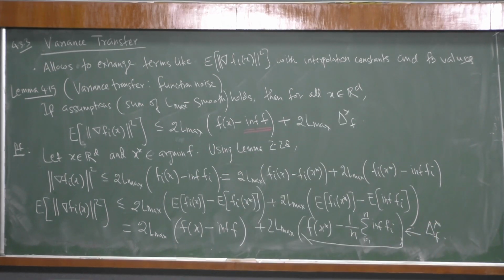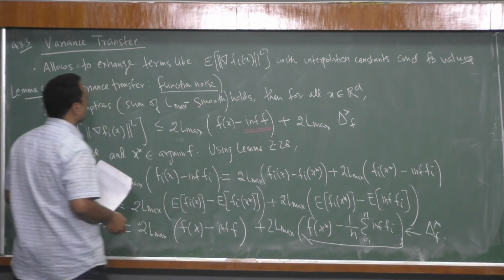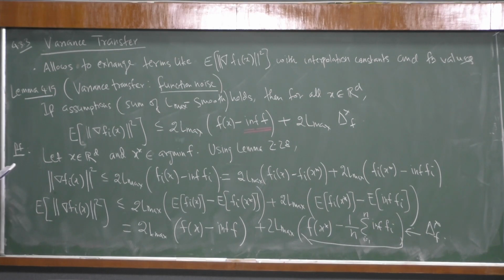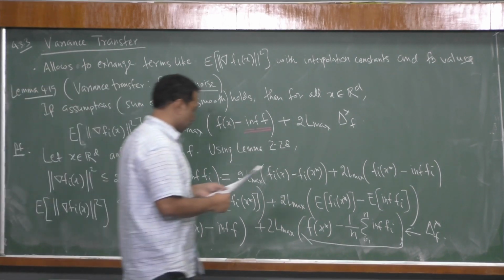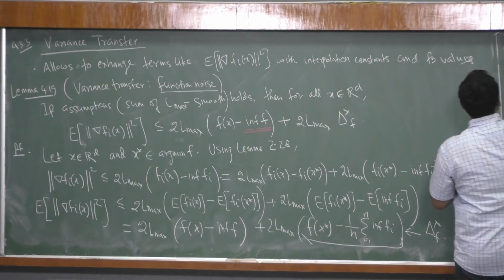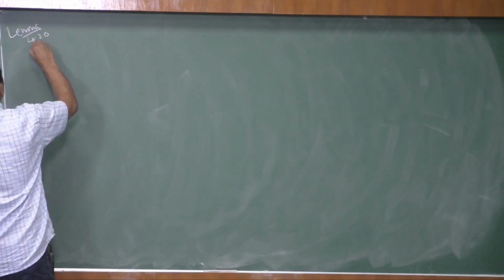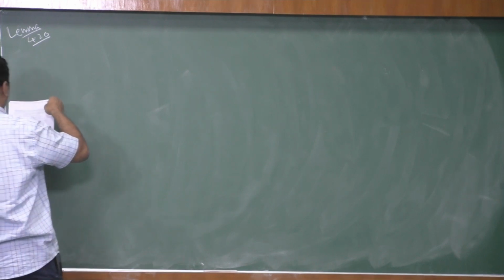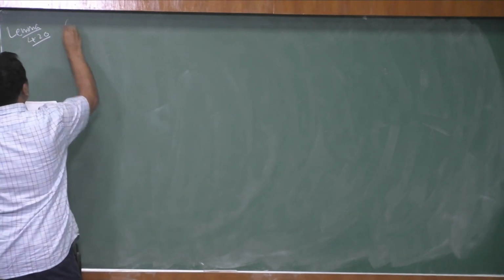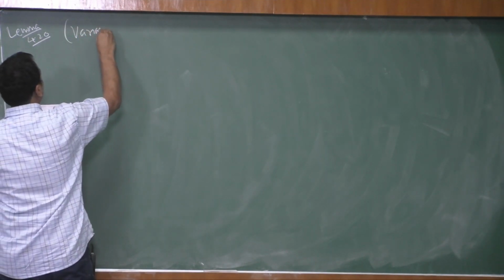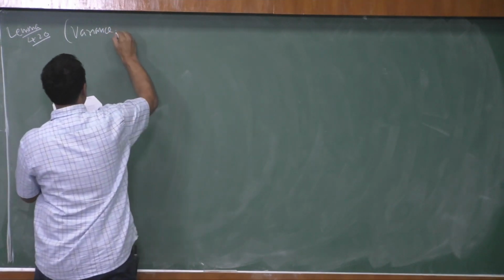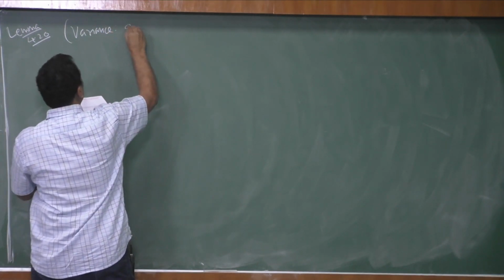So this is variance transfer for the function noise. This is the function noise we did. Now we can do variance transfer for the gradient noise, and with this we have all the tools to prove the SGD convergence. So the last lemma is lemma 4.20, variance transfer. With the SGD proof we will stop. The SGD proof will take maybe half an hour.